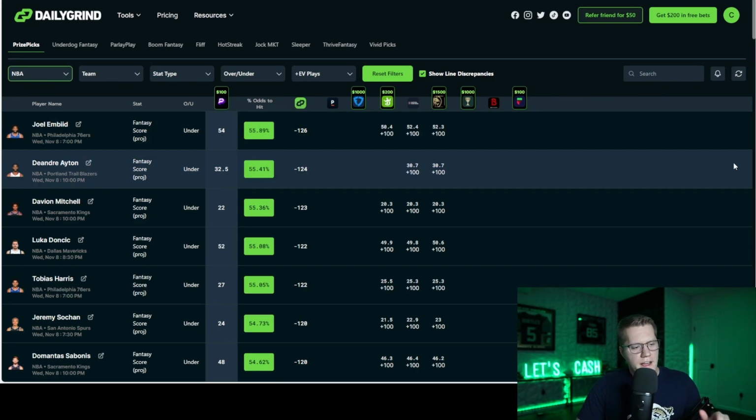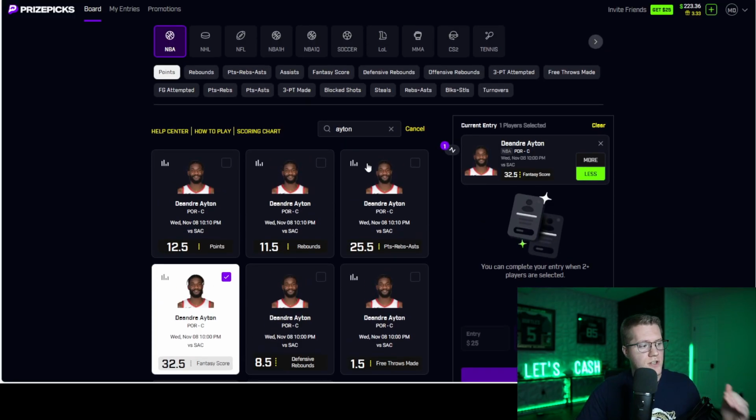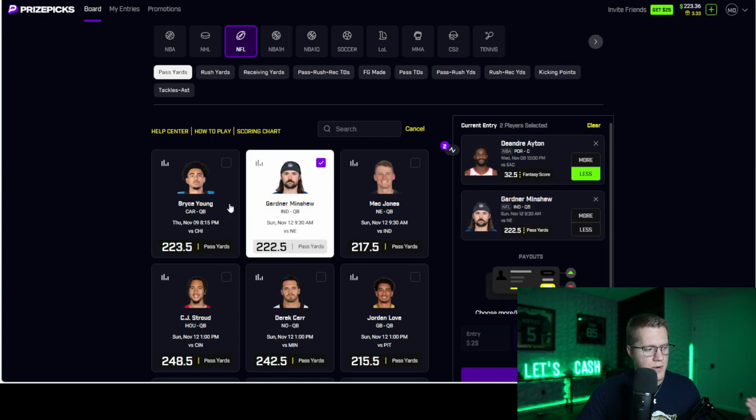And the reason why I'm selecting a 5 flex slip on PrizePicks is because PrizePicks 5 flex slips give you the best bang for your buck overall if you're playing the long-term game on PrizePicks. So keep in mind that PrizePicks does not alter their payouts regardless of the type of combination of players that you put into a slip.